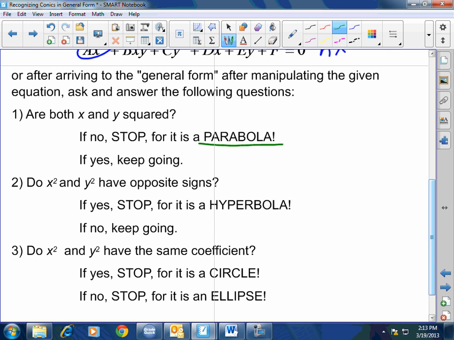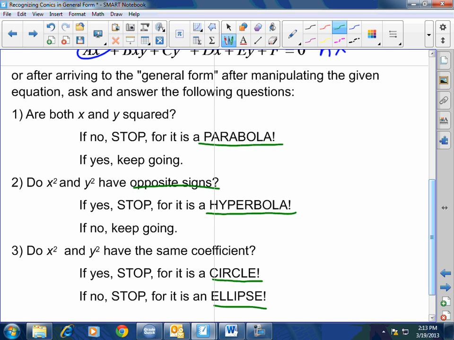If you have both x and y squared, do x squared and y squared have opposite signs? Is one of them positive? Is one of them negative? If they both have opposite signs, done. You stop. It's a hyperbola. Next and last question. With that x squared and y squared, do they have the same coefficient? Is the number being multiplied in front of the x squared and the y squared the same? If they are the same, stop. It's a circle. If not, stop. It's an ellipse.